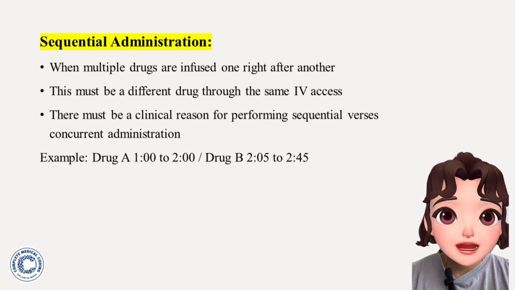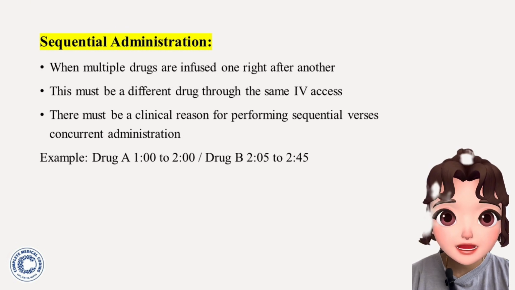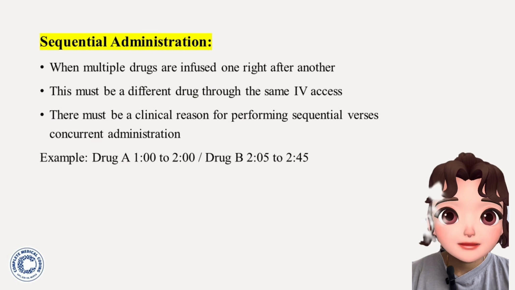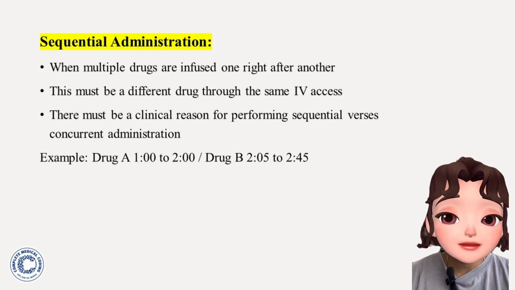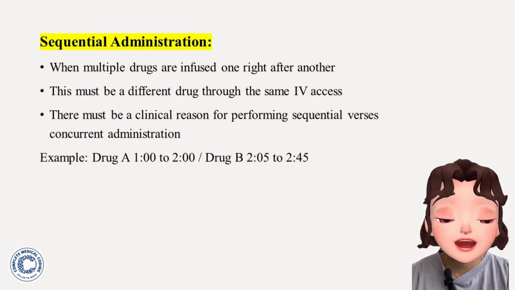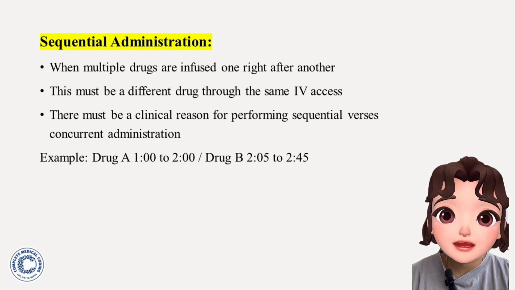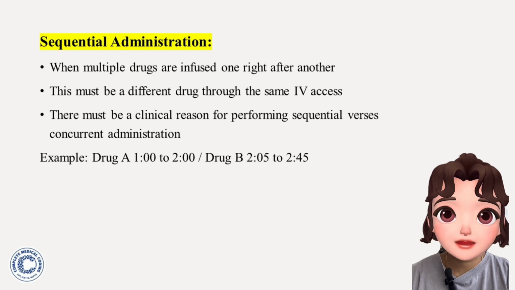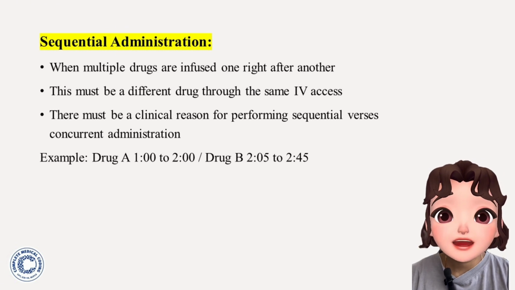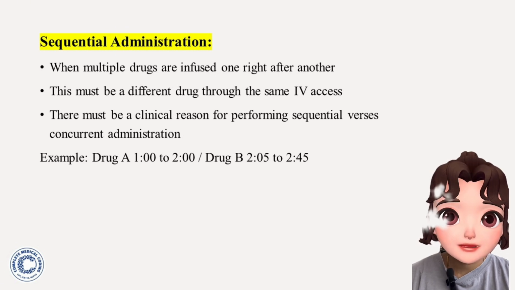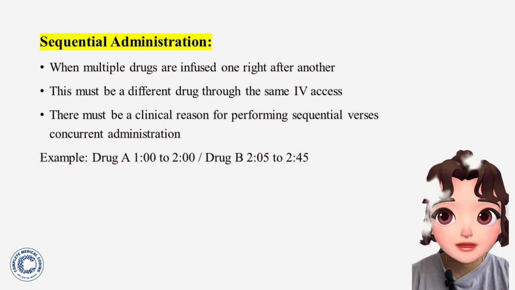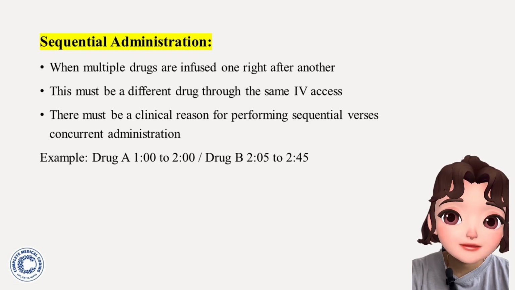And there should be a clinical reason for performing the sequential and concurrent administration. We simply cannot give it without one. There should be a medically necessary clinical reason. And here is an example to show sequential administration. For example, drug A was infused from 1 to 2, meaning 1 hour, and then drug B was given from 2:05 to 2:45, like that.